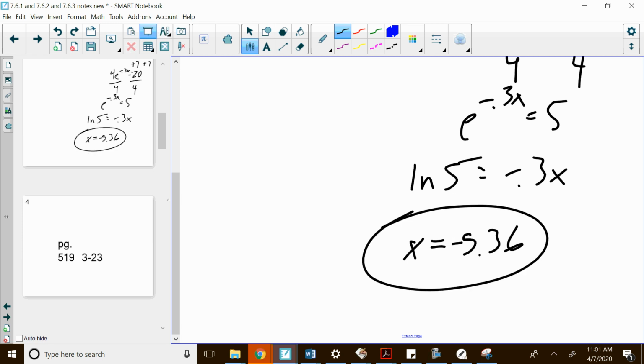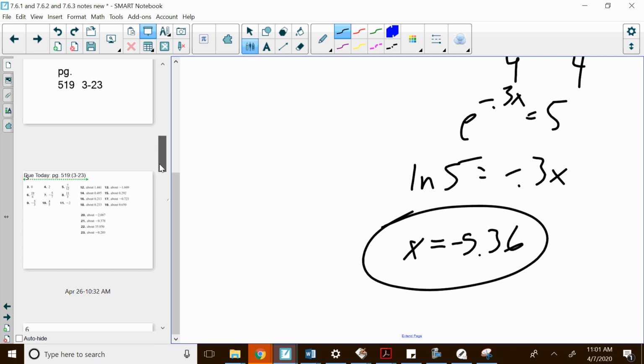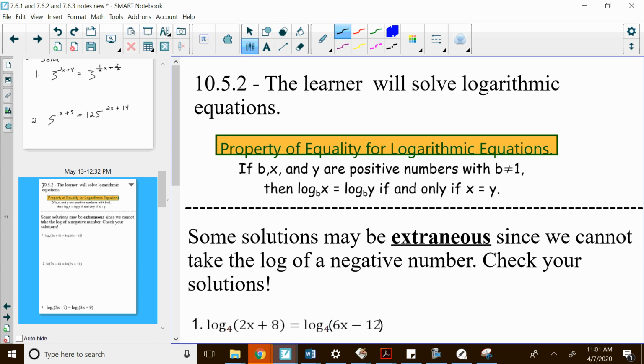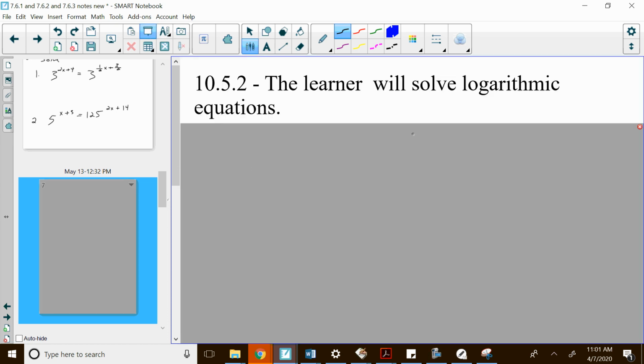Right, so solving exponential equations. Okay, now let's move on to our next lesson in solving log equations, which is very, very similar, but I'll give you a moment to write that down. You can hit pause on the video. Solving log equations.